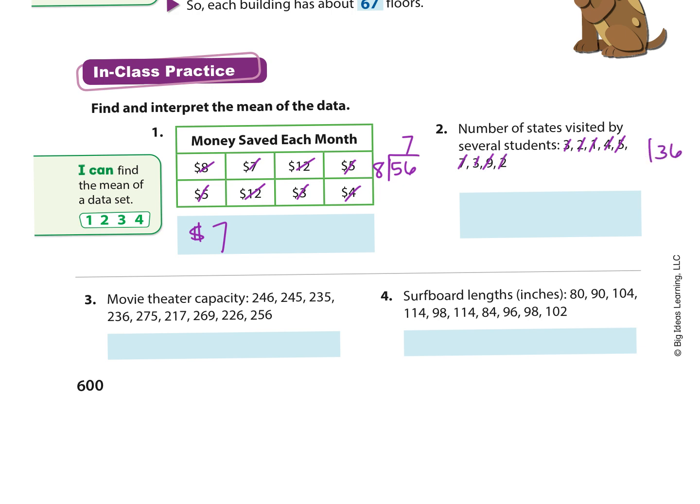So 36 divided by how many pieces of data? 8. No, 9. Oh, 9. 4. 4, yeah. So then it would be 4 states. Dang it, I lost my streak.